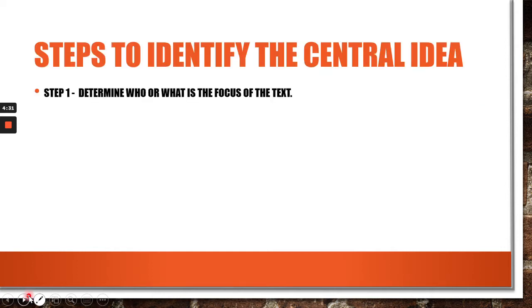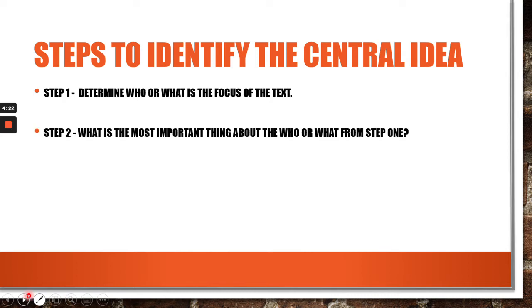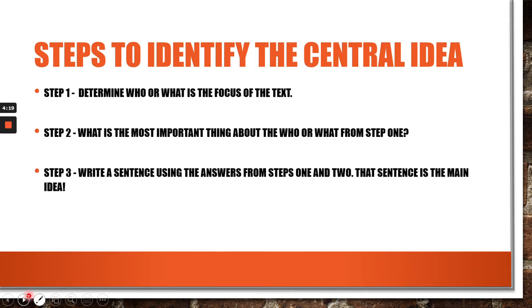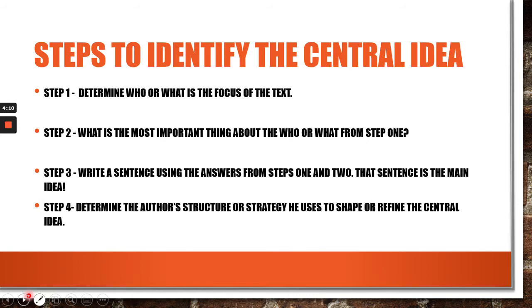So the steps we're going to use to identify the central idea: number one, we're going to determine who or what is the focus of that particular portion of the text. Next, we're going to look at what is the most important thing about the who or the what from step one. Step number three is we're going to write a sentence using the answers from steps 1 and 2, and that's going to be our gist statement or our central idea. Then we're going to determine the author's structure or strategy that he uses to shape or refine the central idea.